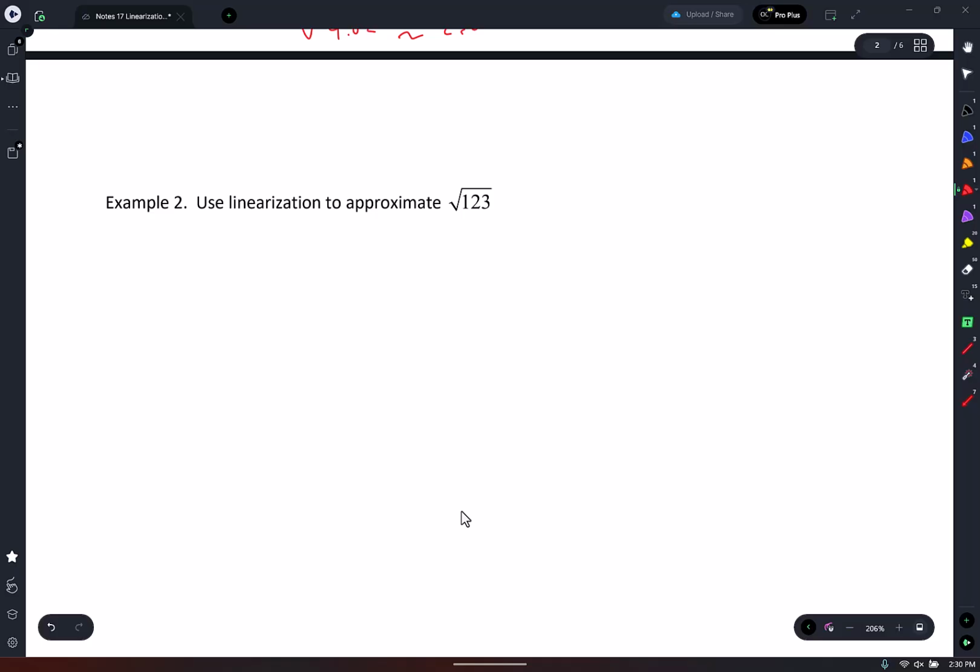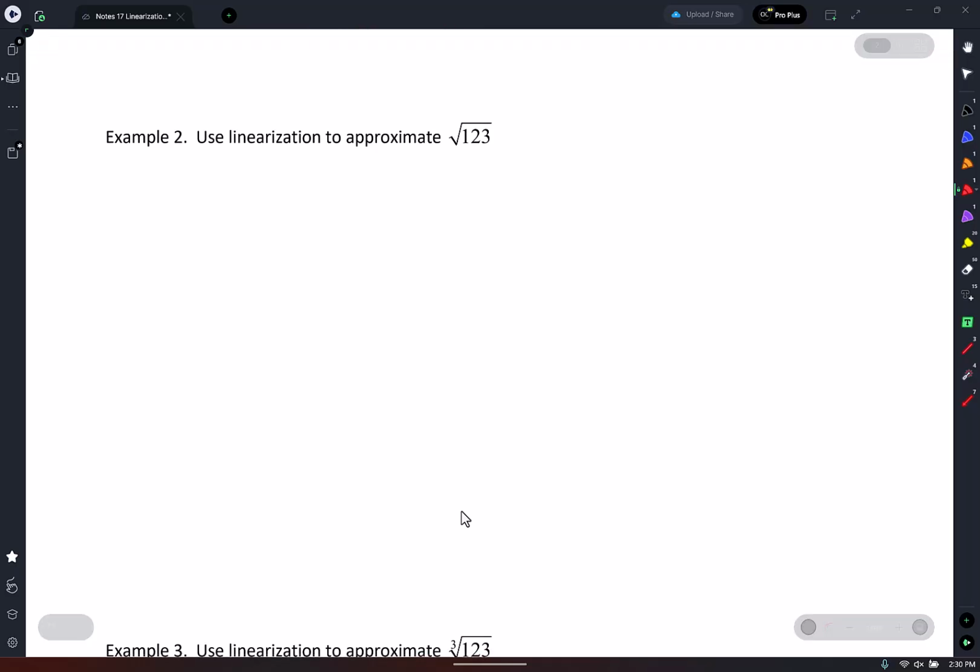All right, here we go. Look at this. I don't give you the model. It says use linearization, which is just a fancy way to say find a tangent line to approximate the square root of 123. Well, that's a square root, so immediately I'm thinking my function is y equals square root of x. I need to find a point of tangency. I need to get really close to the square root of 123. Give me an x value that's really close to 123 that is a perfect square.